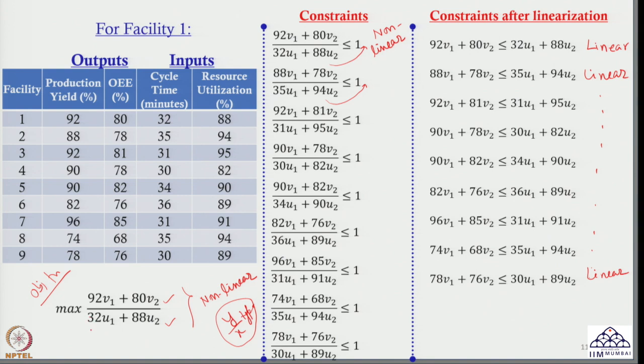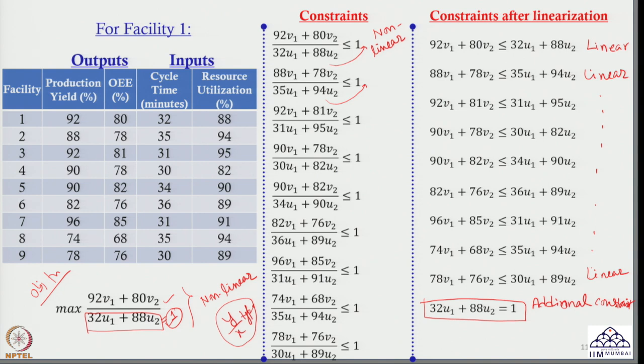Now if you look into this denominator, let us assume that this is 1. If I take 32 u1 plus 88 u2 equal to 1 as an additional constraint, this is my additional constraint. I only had 9 constraints for 9 facilities, but I have put 32 u1 plus 88 u2 equal to 1. Now the denominator has become 1 by virtue of this constraint.